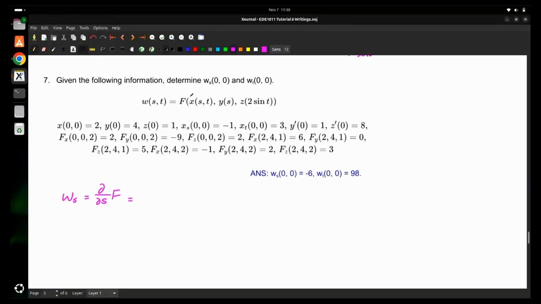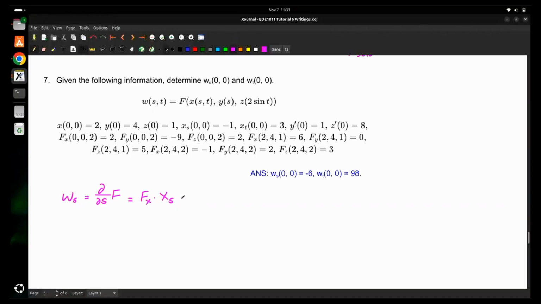Because F is a function of X, Y, and Z. So it goes to show that, allow me to write shorthand here. So it must be F sub X times X sub S. So del F del X, because you can see that when S changes, it's going to affect X. So it's going to cause X to change. X change cause F to change. So that's accounted for by the first chain rule term here.